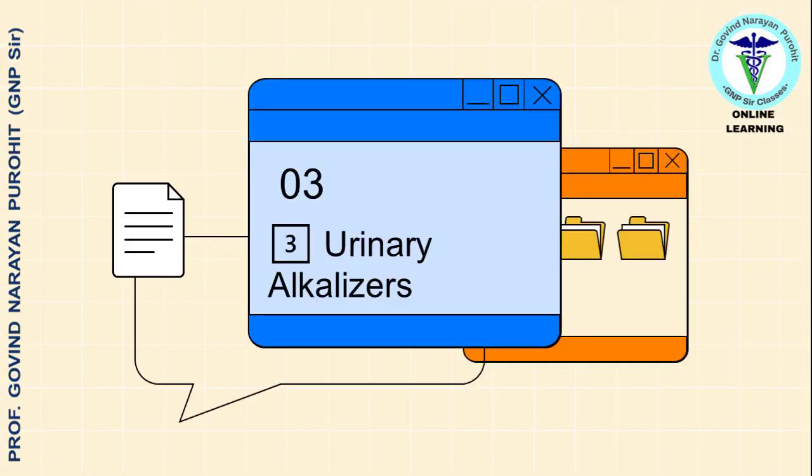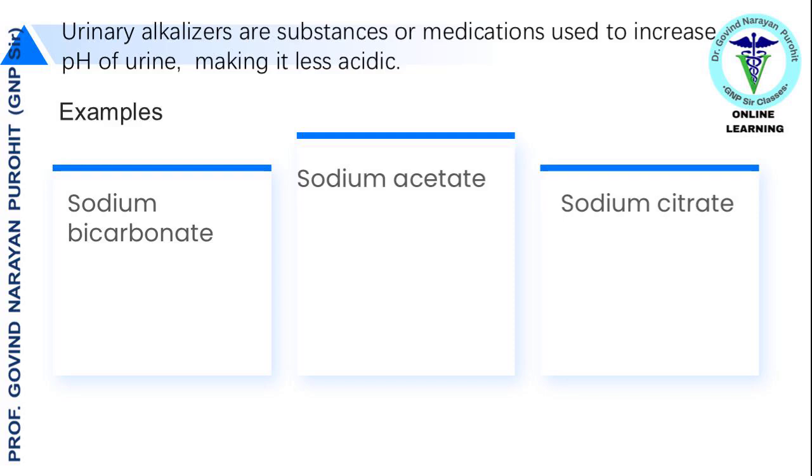3. Urinary alkalizers. Urinary alkalizers are substances or medications used to increase the pH of urine, making it less acidic. Examples include sodium bicarbonate, sodium acetate, and sodium citrate. Urinary alkalizers enhance the antibacterial action of aminoglycosides in urinary tract infections and prevent sulfonamide-induced crystalluria.